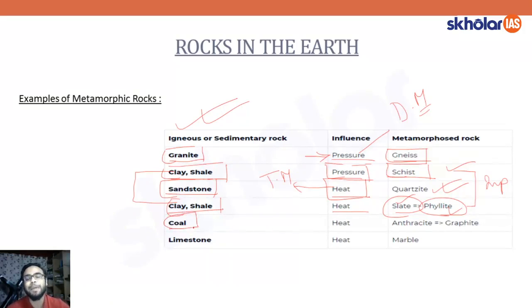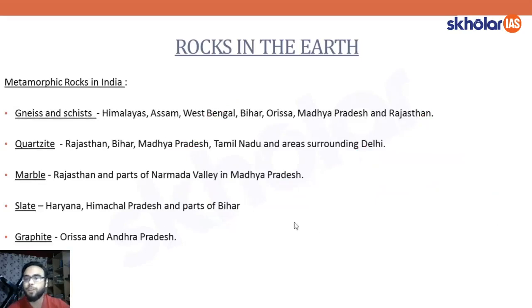Then we get coal. Coal is again an example of sedimentary rock, right? Under thermal metamorphism it is getting converted into anthracite, and finally we get graphite. Then we have limestone, which is an example of both what? It is an example of both organically formed and chemically formed sedimentary rocks. Under thermal metamorphism it is getting converted into marble. Understood?